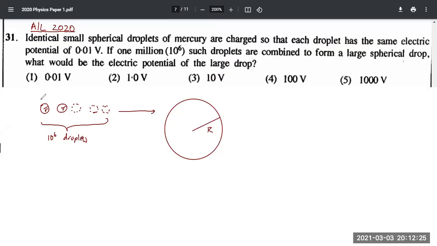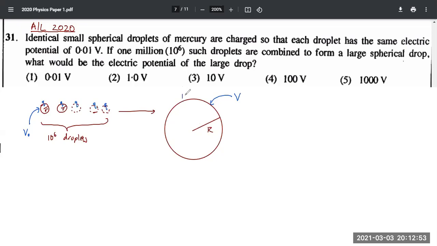Now we know that when you have a charged sphere, on the surface of that sphere there will be an electric potential. On the surface of the sphere, the electric potential we take as V naught. And here there will be an electric potential, we'll take it as V. Now, on each of these small droplets there should be a charge, simple Q, simple Q, simple Q, likewise. And what will be the charge on the larger droplet then?